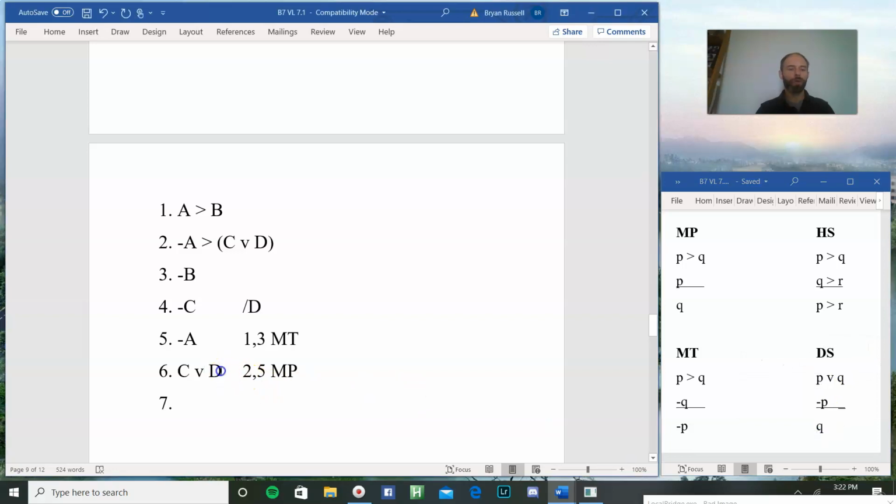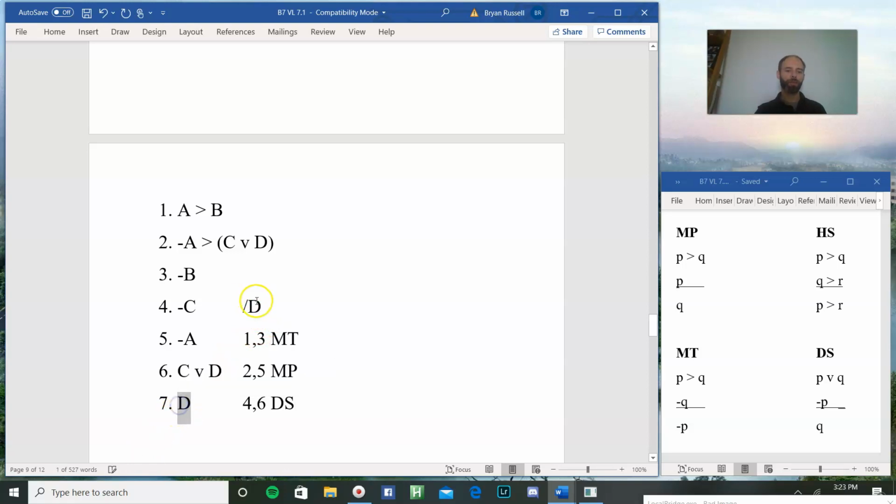So here we have C or D. So if we had tilde C, we could get D. Do we have tilde C anywhere? Yes, we do, in line 4. So if we know C or D is true, and if we know C is not true, then we know D has to be true. So D, and how did we do that? That was 4, 6, disjunctive syllogism.